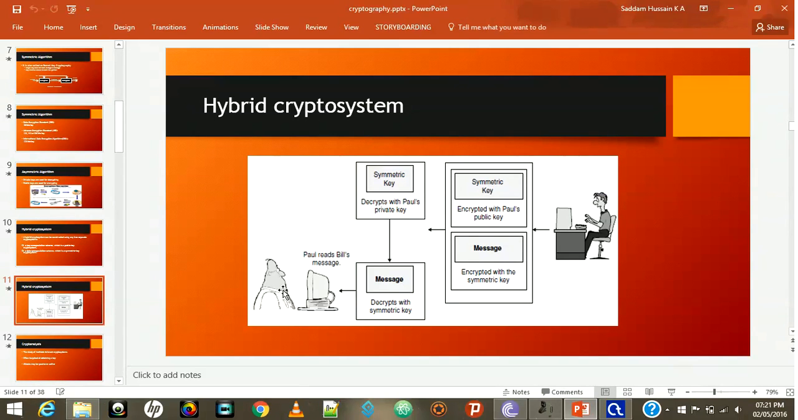Here is Pauli. He will send the message using a symmetric key encrypted with the public key. Using the public key, he will encrypt the message, then send it to the receiver. Then the receiver decrypts with the private key. This is the combination of both asymmetric and symmetric.